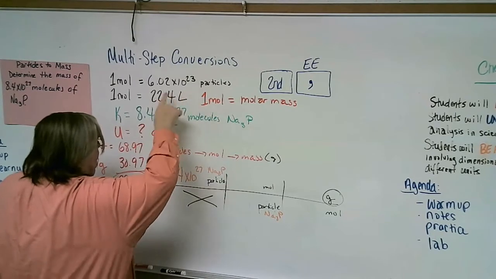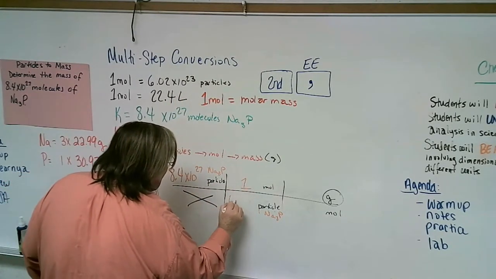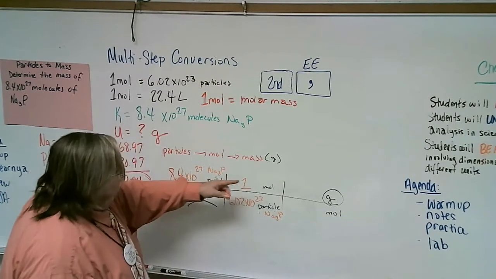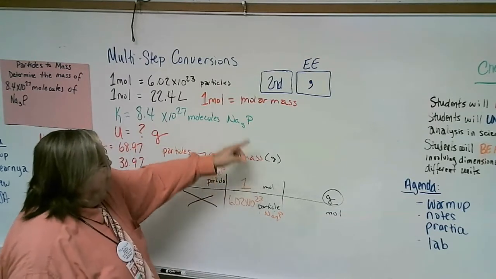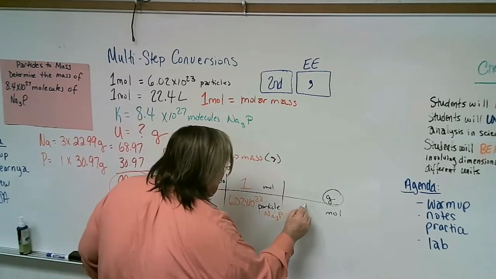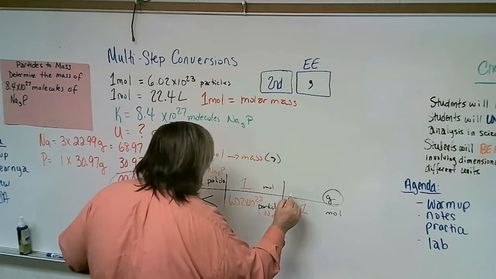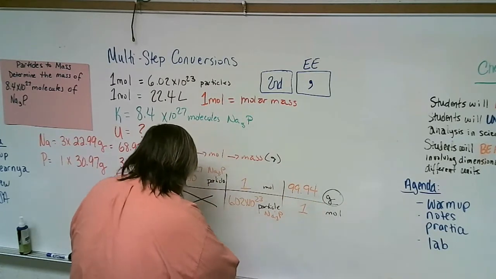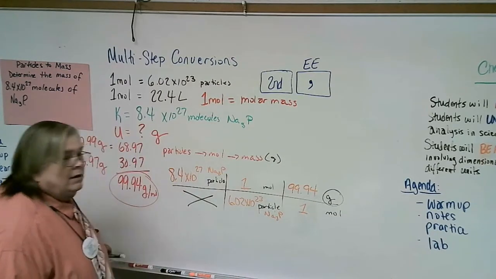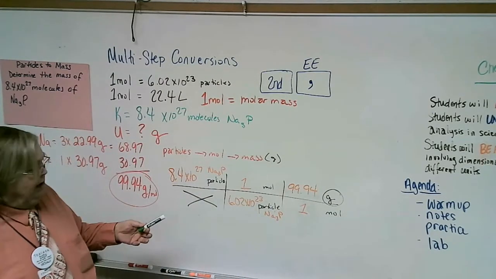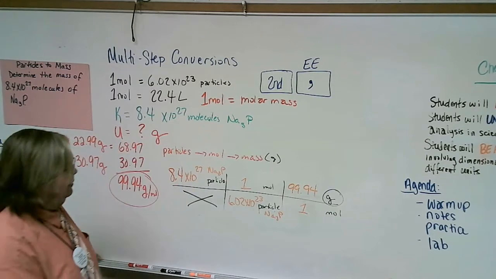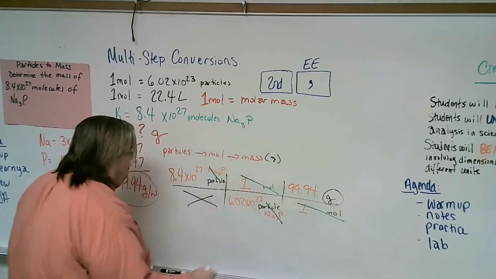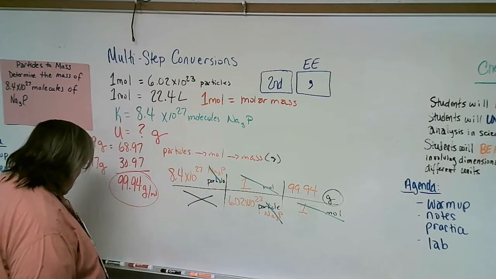For particles, we know the conversion factor: 1 mole, 6.02 times 10 to the 23rd. And then we have to take in molar mass. So 1 mole is going to be 99.94 grams. So we have our brackets filled in. This is math. Let's cancel out our likes. We're left with grams, which is the unit we were looking for.